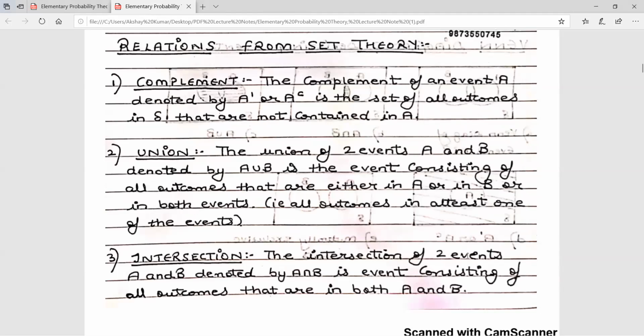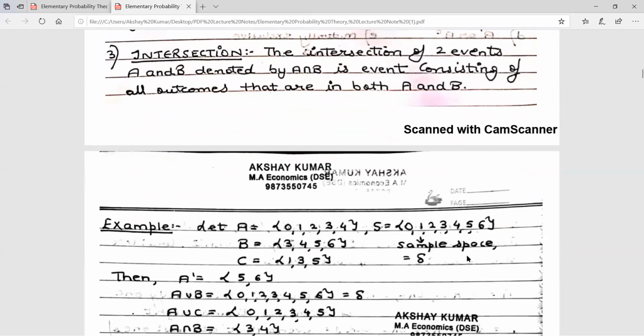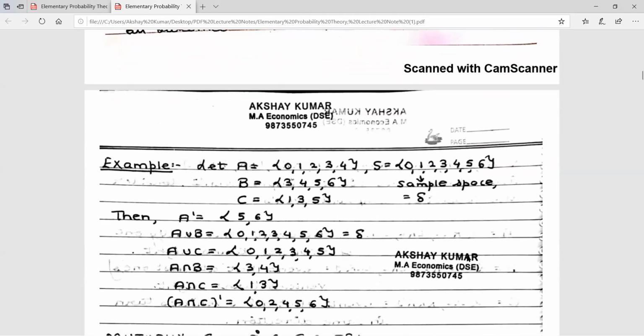So I hope all of you are comfortable with the three operations. A complement means set of all those outcomes in the sample space which are not contained in the set A. Union means set of outcomes either in A or in B or in both. Another name for union, at least one. At least one of the events means union only. When I talk about A intersection B, it means set of outcomes that are in both A and B. Okay. You can see the following example.